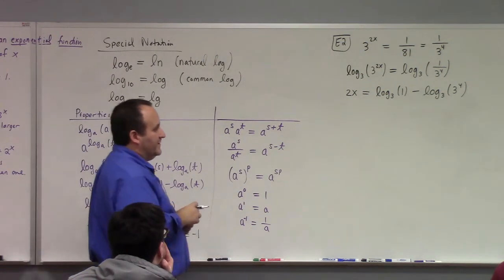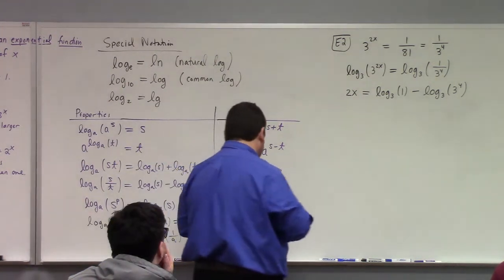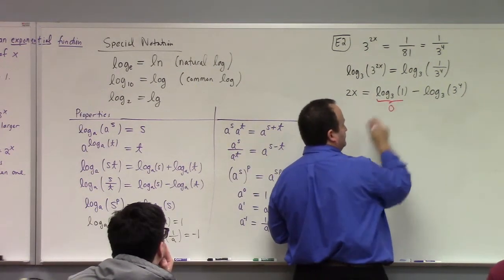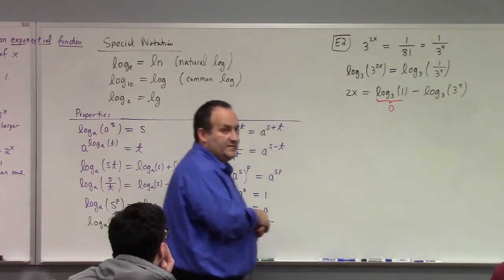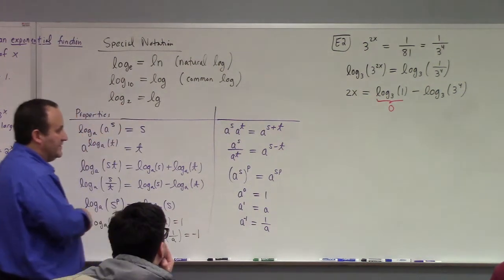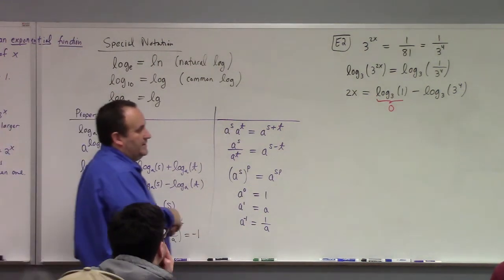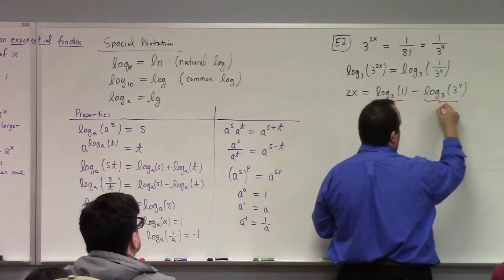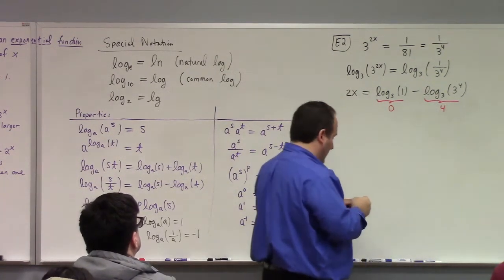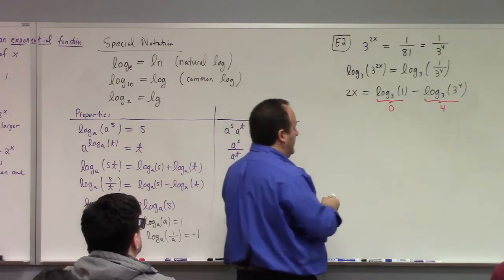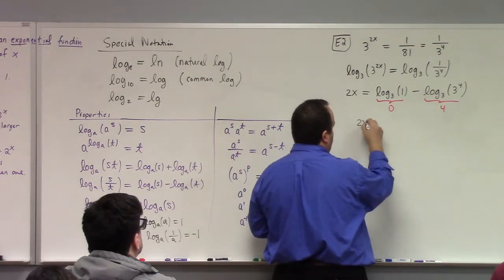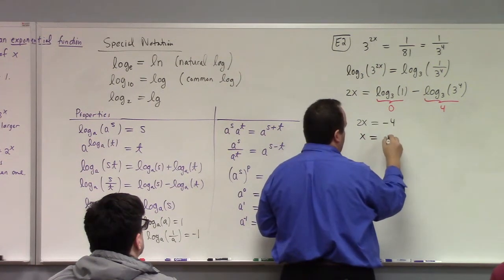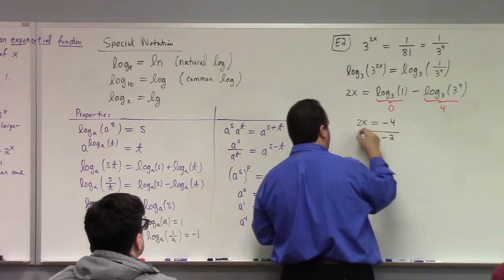And what's log base 3 of 1? This is 0, because 3 to the 0 is 1. And this one here, it's 4, by definition of the log. So what we got is 2x equals minus 4, which gives us x equals minus 2.